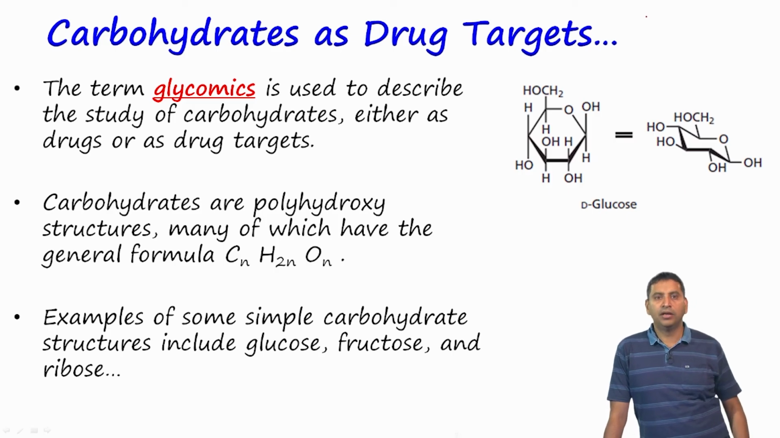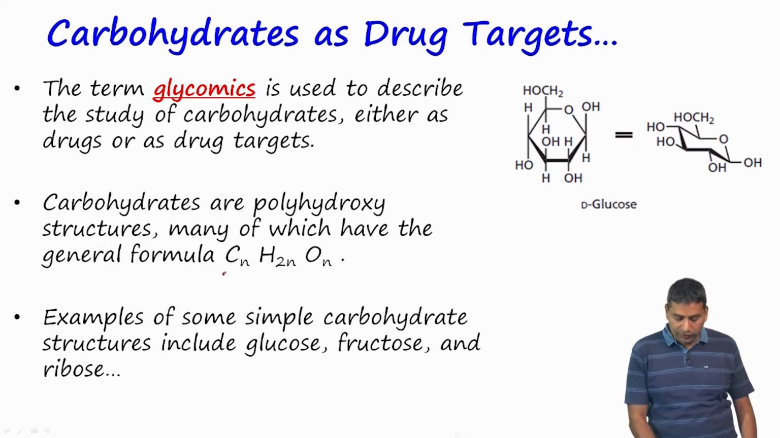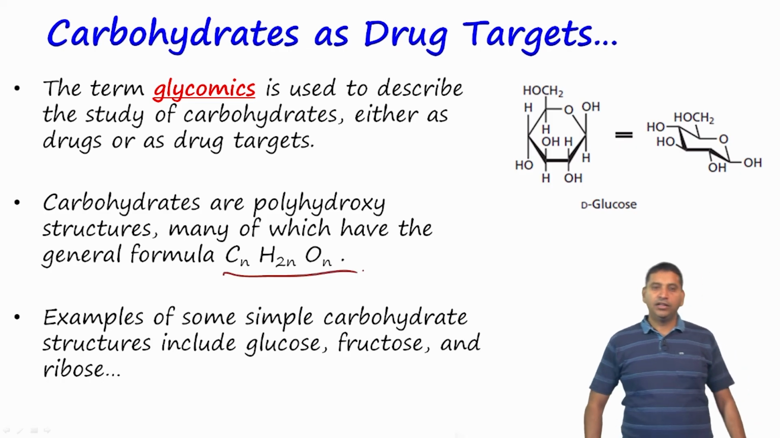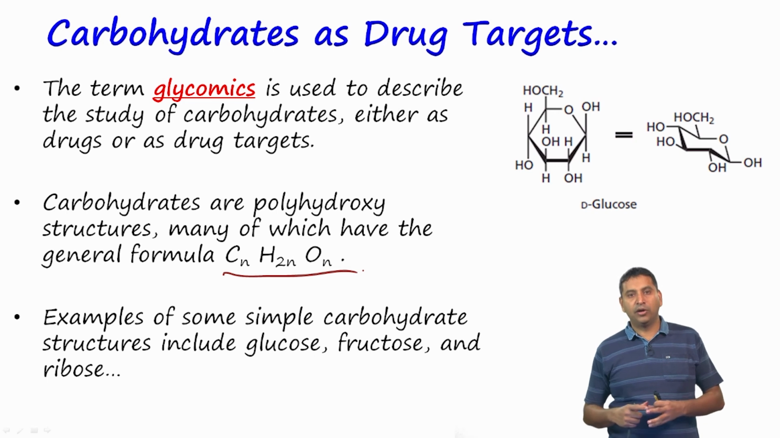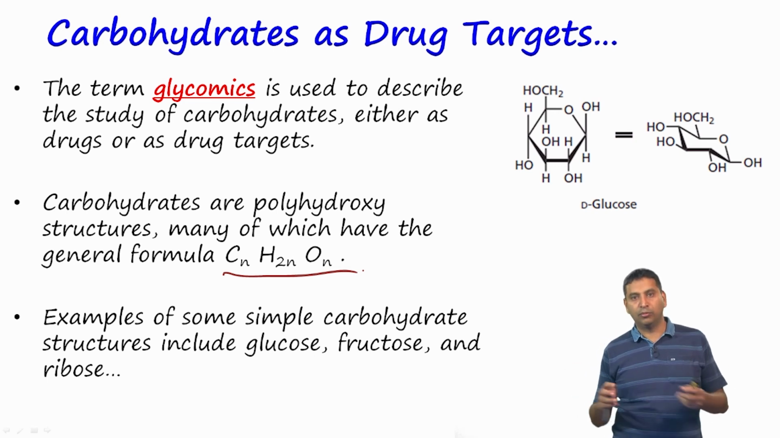Just to recap, carbohydrates are polyhydroxy structures which have the general formula CnH2nOn. Simple examples of carbohydrates include glucose, fructose, ribose and so on. We have already looked at ribose as an important component of nucleic acid, and glucose is important from the energetic standpoint.